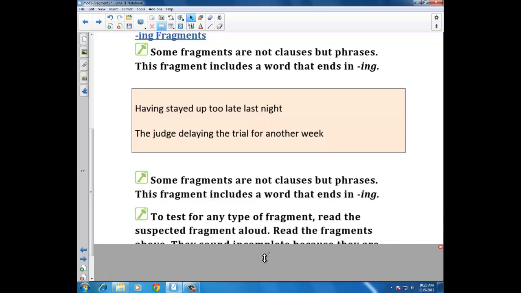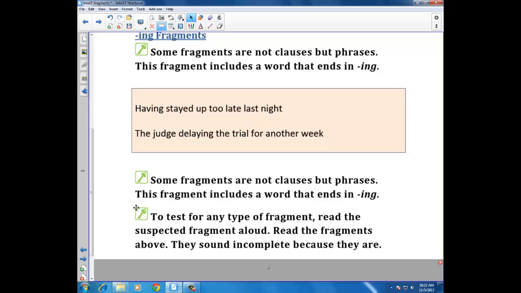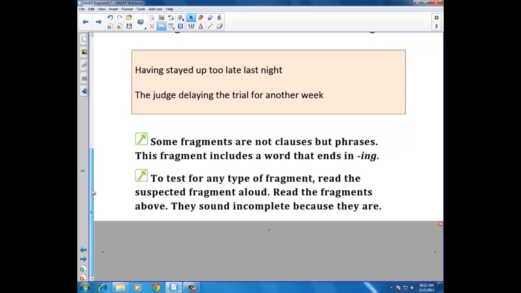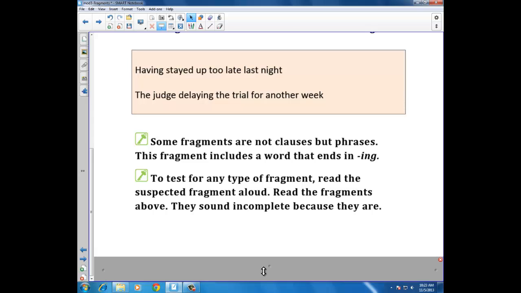To test for any type of fragments, read the suspected fragment aloud. Let's read the fragments above. Having stayed up too late last night. The judge delaying the trial for another week. These fragments sound incomplete because they are.